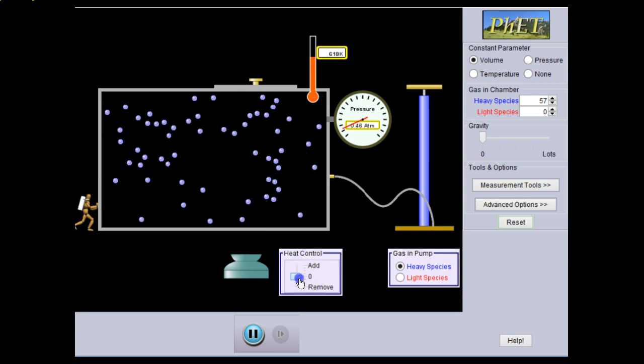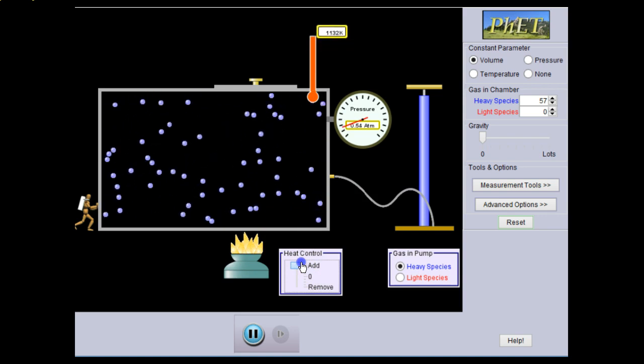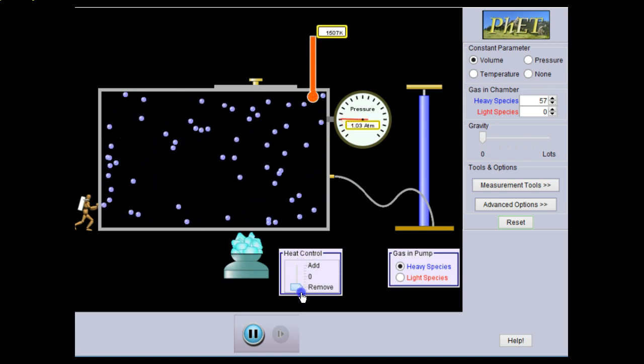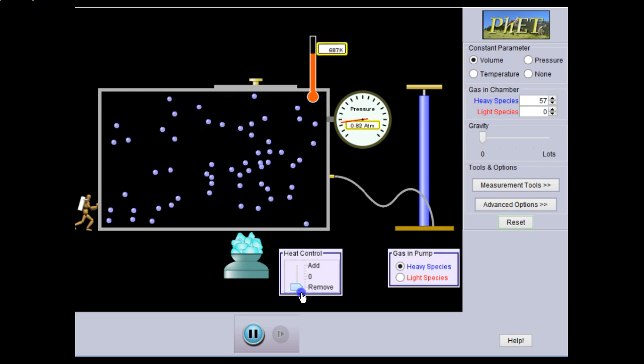But what happens when I add heat? All right, well, the pressure goes up pretty quick, and so does the temperature. And if I remove heat, well, then just the kinetic energy of that decreases. Right?